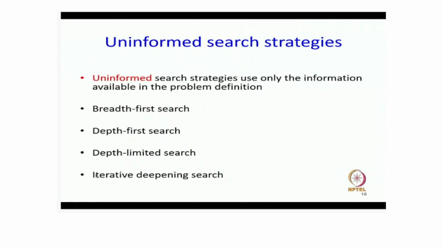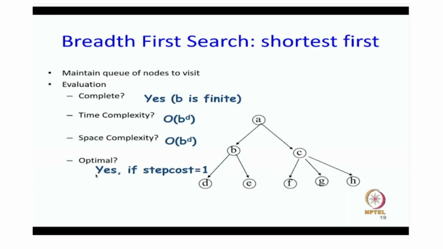There are 4 most popular uninformed search strategies: breadth first search, known as BFS; depth first search, known as DFS; and depth limited search and iterative deepening search, two other uninformed search strategies. Now we'll talk about the BFS.